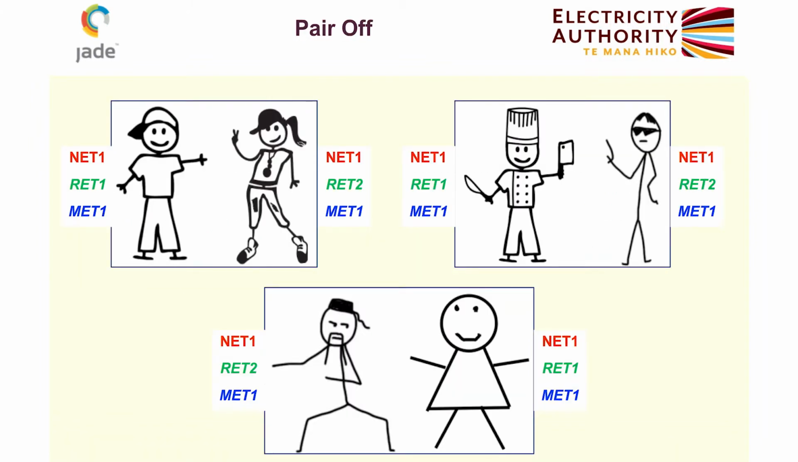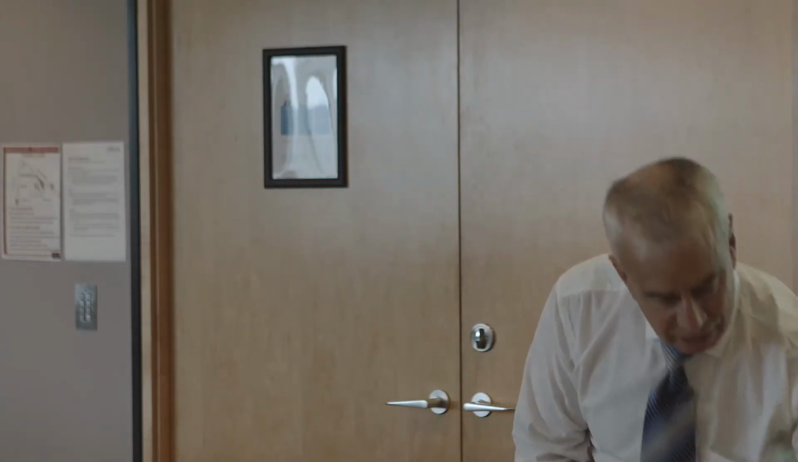So we've now got to pair off. You've got to find somebody else in the room. It could be the person sitting next to you. And one of you has got to agree to be RET1, and the other person has to agree to be RET2. So I'll give you a minute to sort that out. Okay.